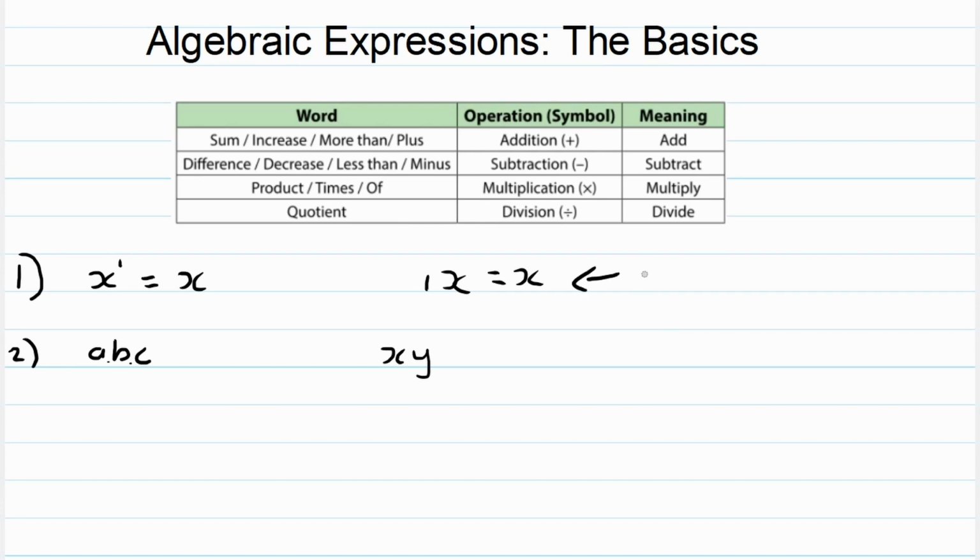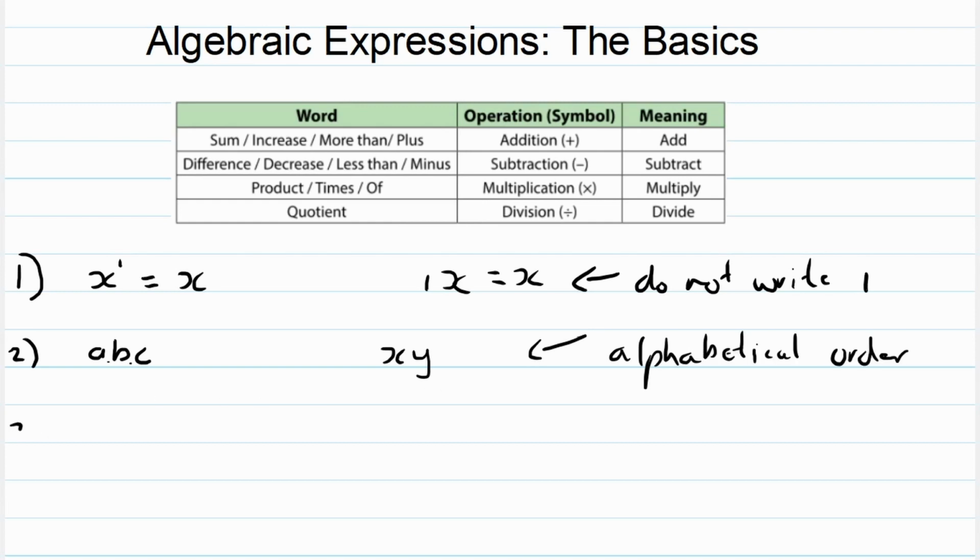So just to recap, we do not write 1. And secondly, think of the alphabet. Thirdly, we write the number before the variable. Okay, so that's our third one. Number before variable. So for instance, 7 apples, it makes sense. Or 8 cats. So anything like that, it's always the number before.